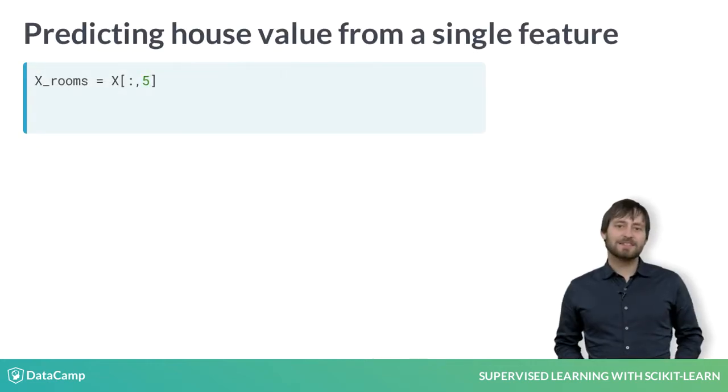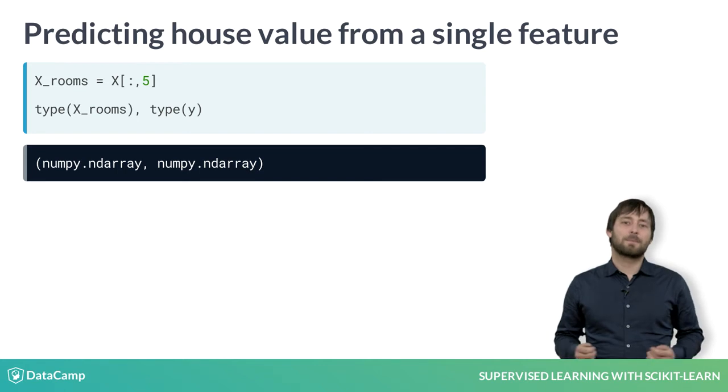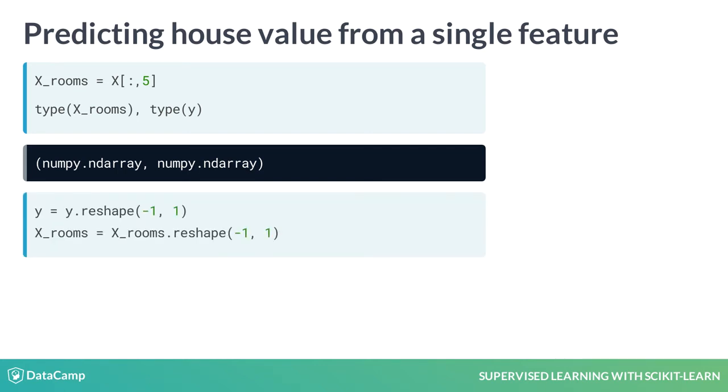As a first task, let's try to predict the price from a single feature, the average number of rooms in a block. To do this, we slice out the number of rooms column of the data frame X, which is the fifth column, into the variable X_rooms. Checking the type of X_rooms and y, we see that both are NumPy arrays. To turn them into NumPy arrays of the desired shape, we apply the reshape method to keep the first dimension but add another dimension of size 1 to X.